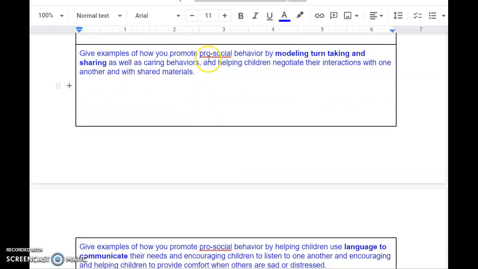Give examples of how you promote pro-social behavior, so good, positive behavior by modeling turn taking and sharing. What do you do in the classroom to model or to demonstrate turn-taking experience and sharing? How do you make that happen and how do you help them teach that? So give a couple of examples with that.